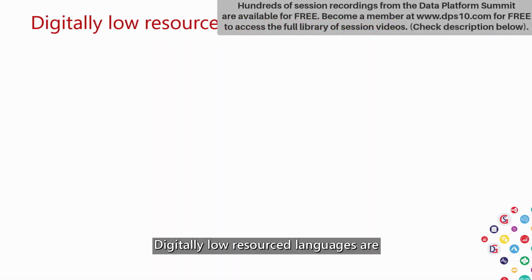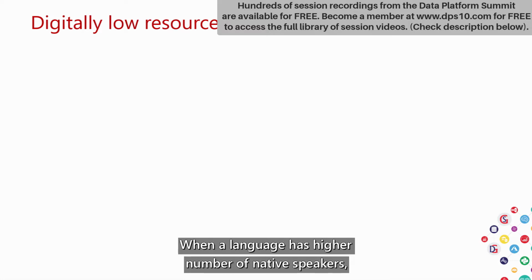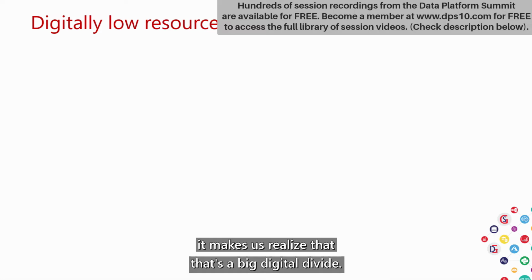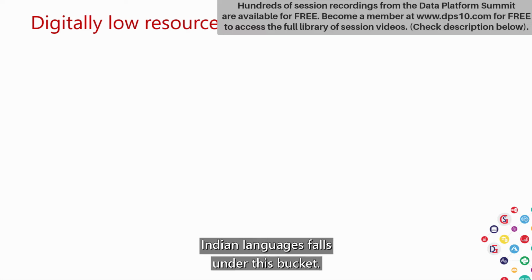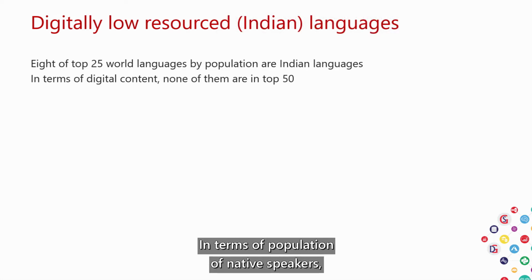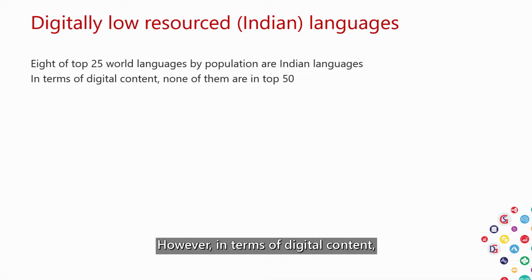Digitally low resource languages are the ones which have low digital content on the internet. When a language has higher number of native speakers, it makes us realize that there is a big digital divide. We are depriving technology and knowledge to those people. Indian languages fall under this bucket. In terms of population of native speakers, 8 of top 25 world languages are Indian languages. However, in terms of digital content, none of them are in top 50.